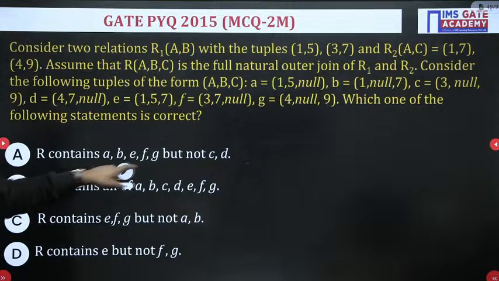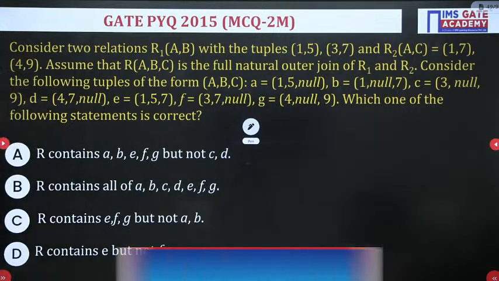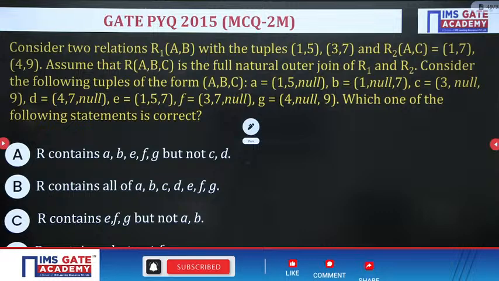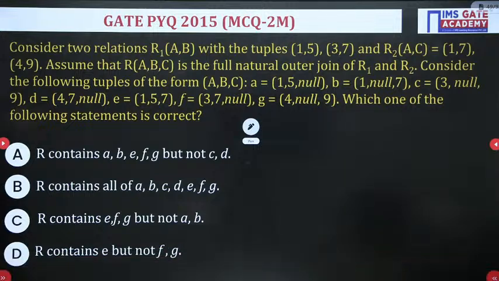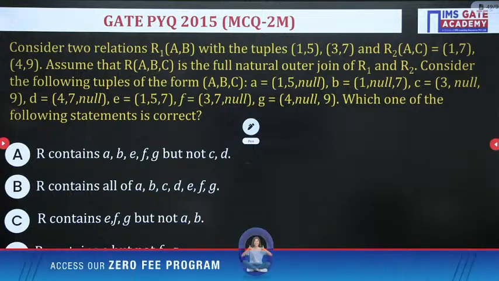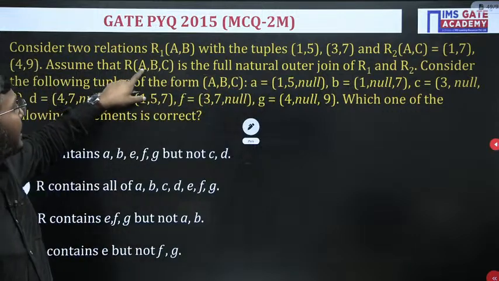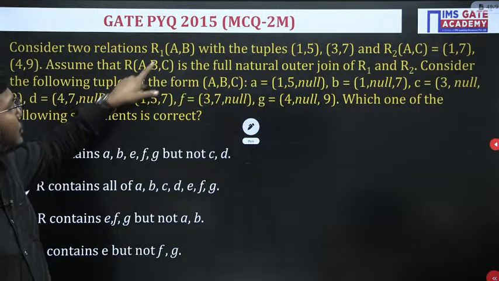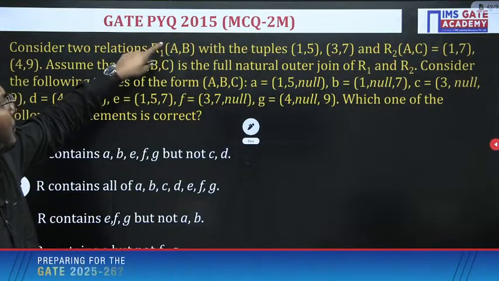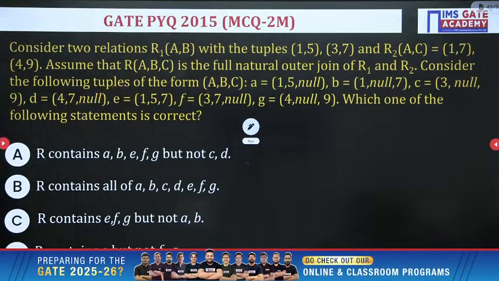Okay, so here we are given two relations R1 and R2. R1 has attributes A, B with tuples (1, 5), (3, 7), and R2 has attributes A, C with tuples (1, 7), (4, 9). Okay, then here we are performing the full natural outer join between R1 and R2. Fine. The schema of the full outer natural join will be R(A, B, C). Why? Because the common attribute is A, and A will be merged into a single A. The remaining are B, C.